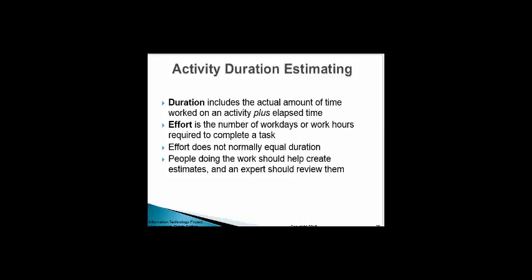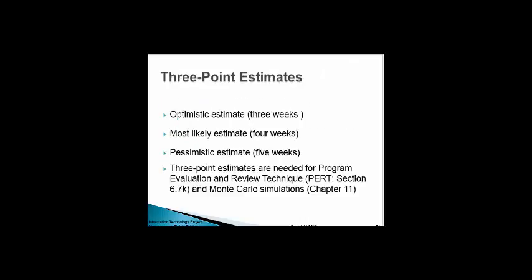And then we have ways to estimate, as in the 3-point estimate. We can estimate optimistic, most likely, or pessimistic, where an example would be 3-week, 4-week, or 5-week. And we need the 3-point estimates, so we're going to talk about the PERT chart, and we'll see that in section 6.7. Okay. We also see it again in chapter 11.